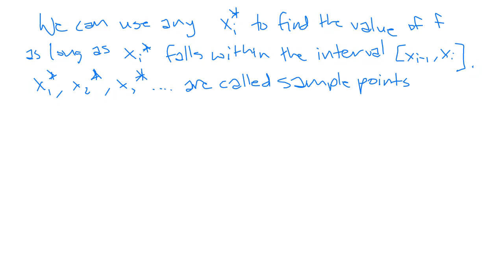To give you an idea of what we're thinking of, that's what this is saying: we can have any interval from x sub i minus 1 to x sub i, and then x starred can fall anywhere in here. It just can't fall outside of the interval, but it can be anywhere within this interval.